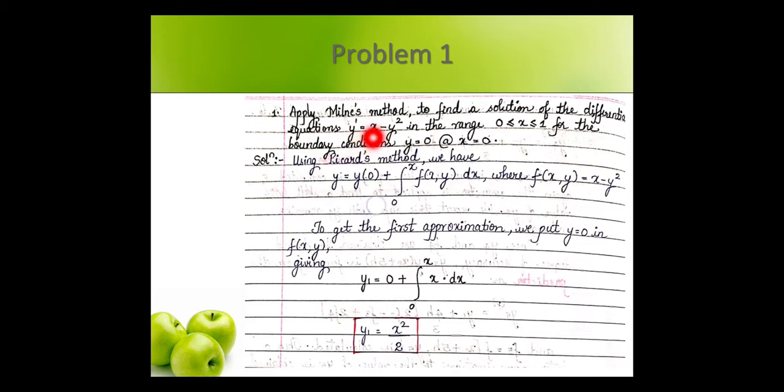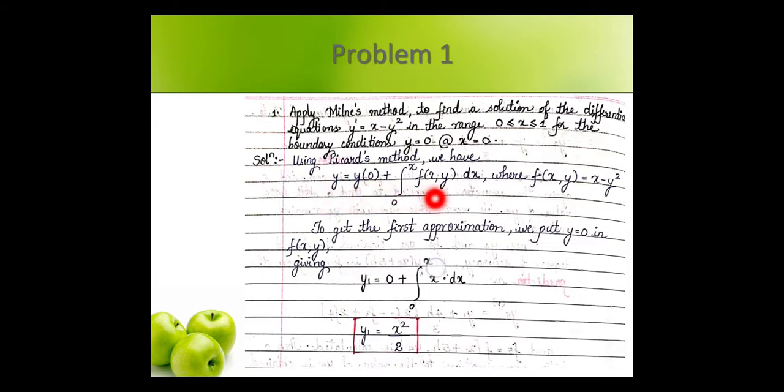Apply Milne's method to find a solution of the differential equation y dash is equal to x minus y square in the range 0 less than or equal to x less than or equal to 1 for the boundary condition y is equal to 0 at x is equal to 0. Using Picard's method, as I have already told you, using Taylor series or Picard series we have found out the initial values, that is, the first approximation you need to find.